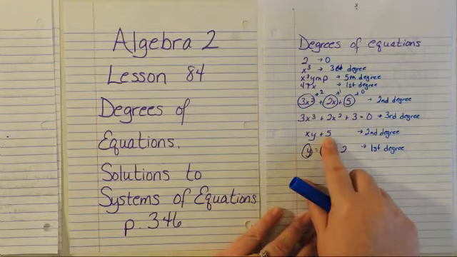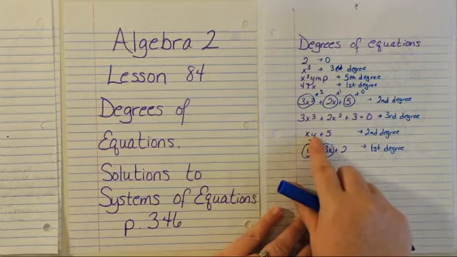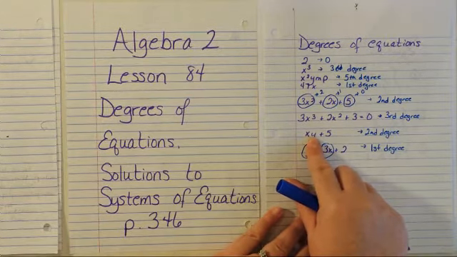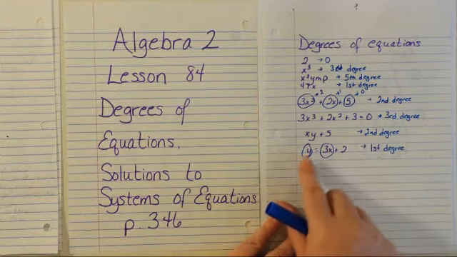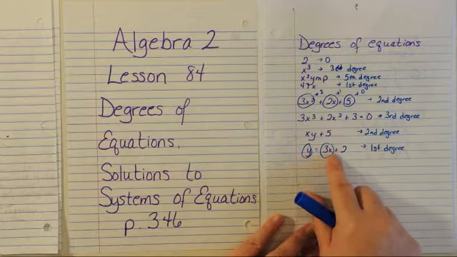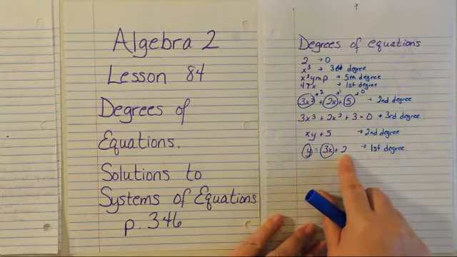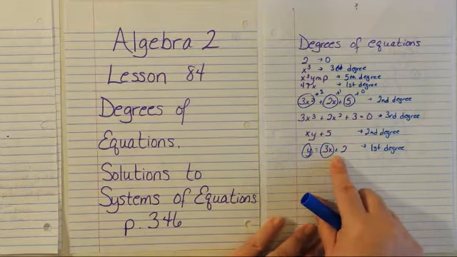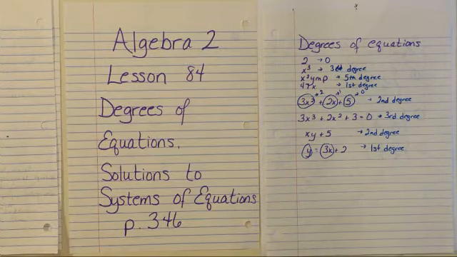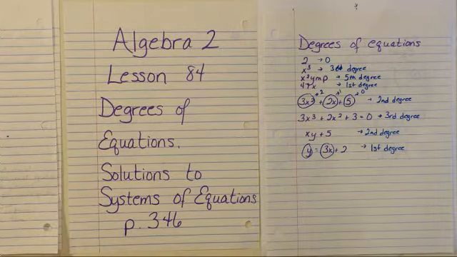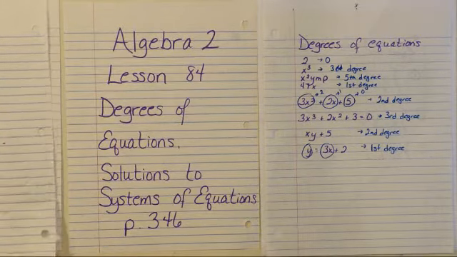xy plus 5: this is x to the first and y to the first, so the sum of these exponents is 2, so this is a second degree polynomial. This is y equals 3x plus 2, this is first degree, and this is first degree, this is 0 degrees. So this is a first degree polynomial equation. First degree equations with 2 or more unknowns are called linear equations, and their graph is a straight line.